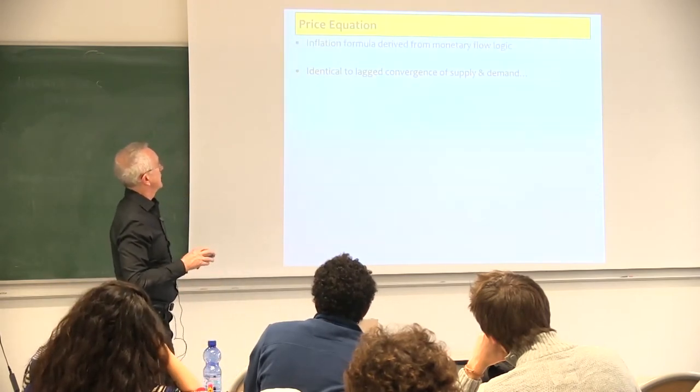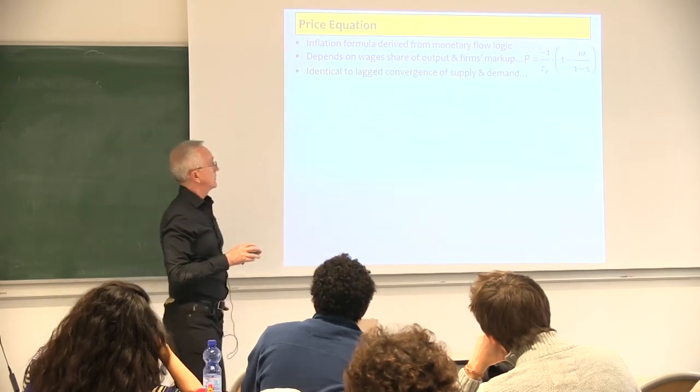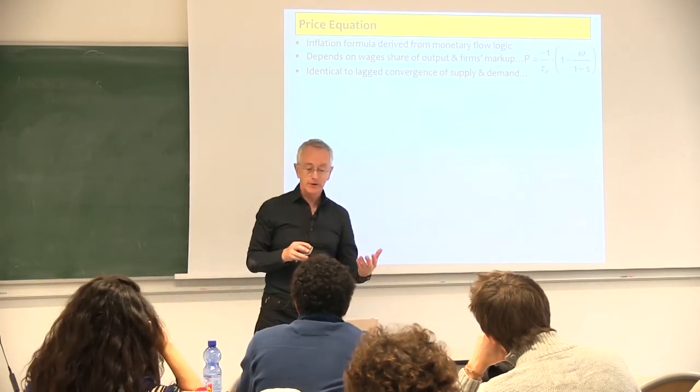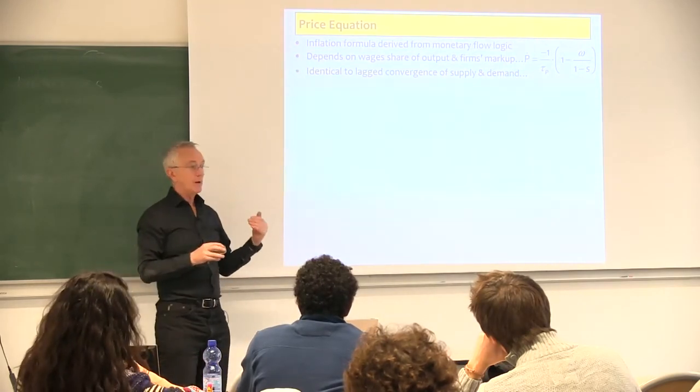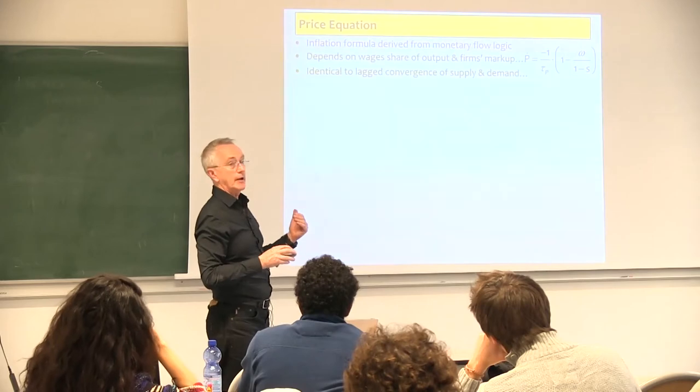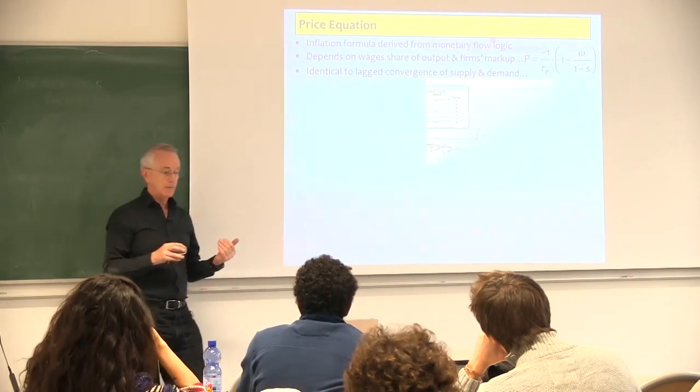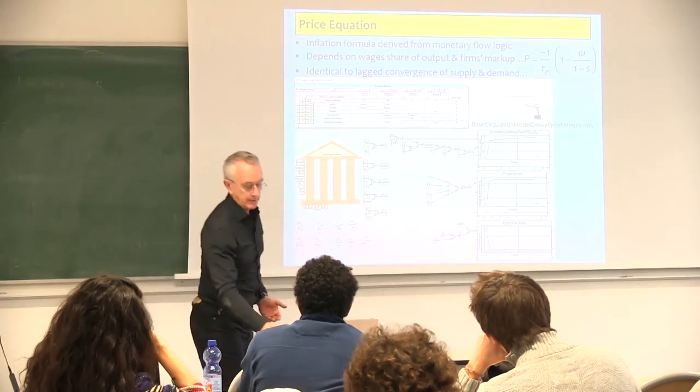So here we go. What I get is an equation that looks like this, which says inflation is minus 1 over a time lag multiplied by 1 minus the wages share divided by the worker's share of output. Now that's a bit complicated. I'll explain where I get that from.